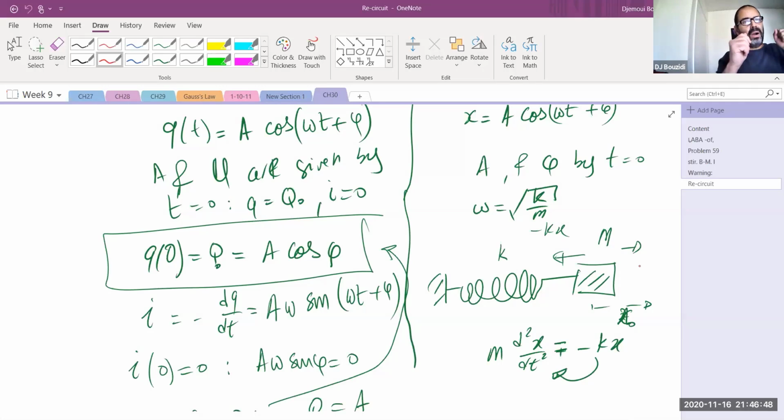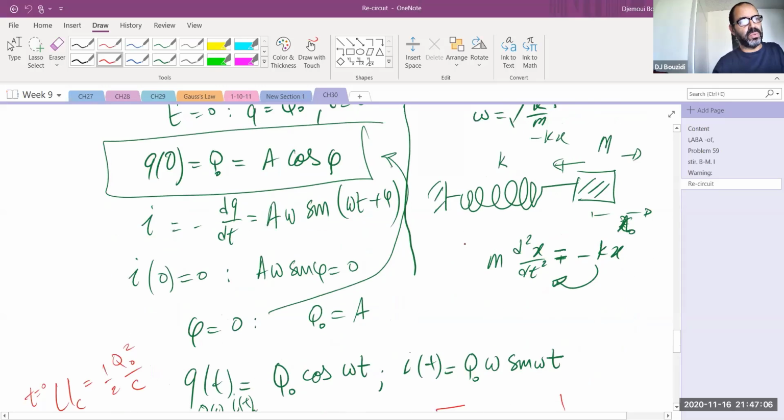This is the same thing, except now I have a capacitor and an inductor, and the energy at some point, all of it is in the capacitor, and later on changes to the inductor, and vice versa. And at any time the total energy is conserved. This is in an ideal situation where we don't really have a resistor.